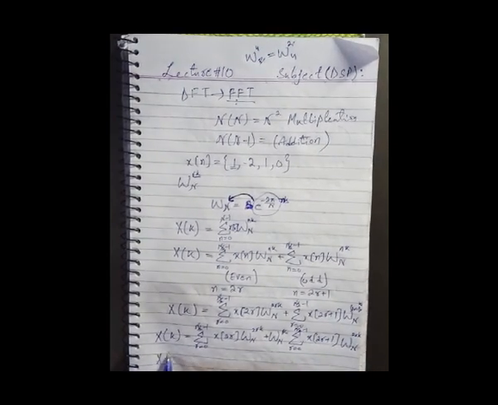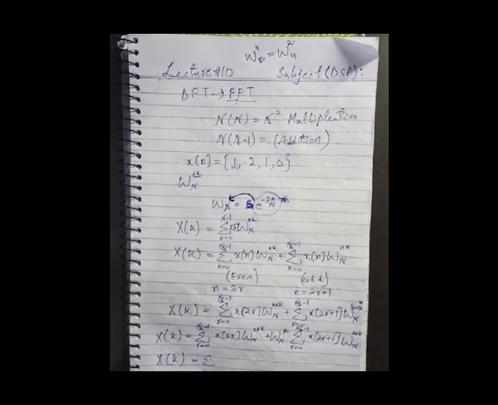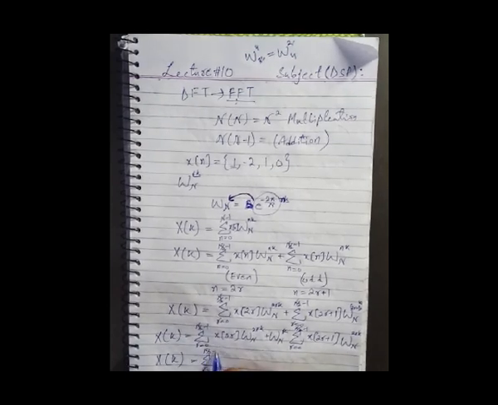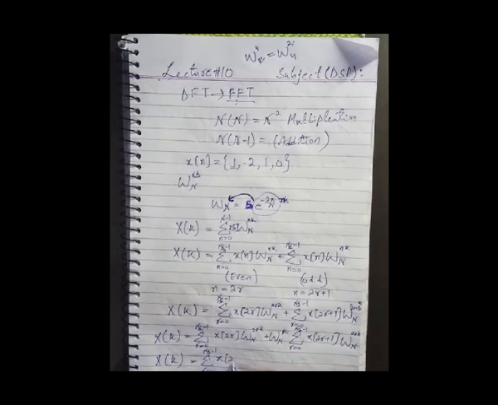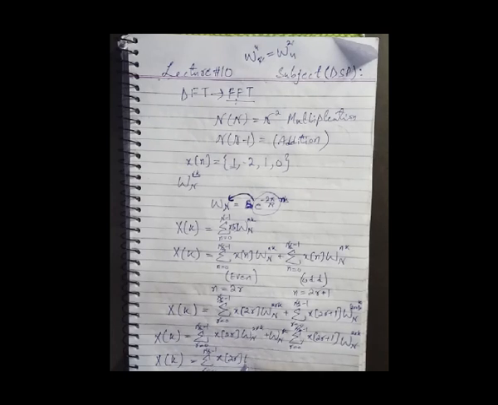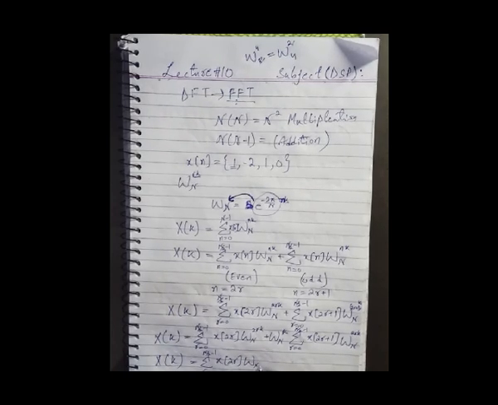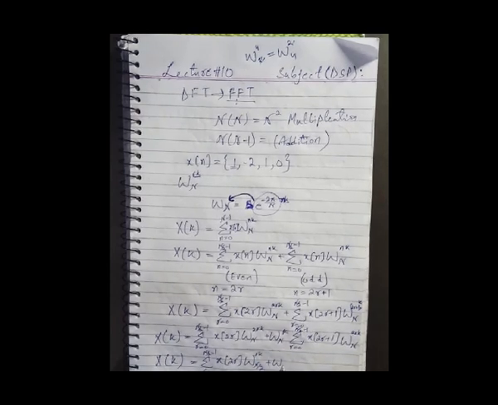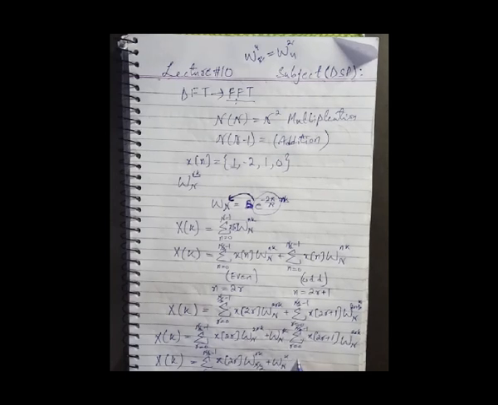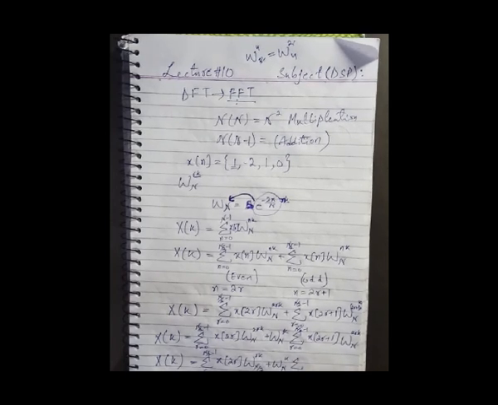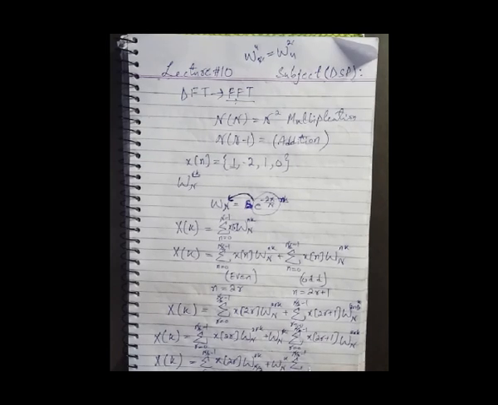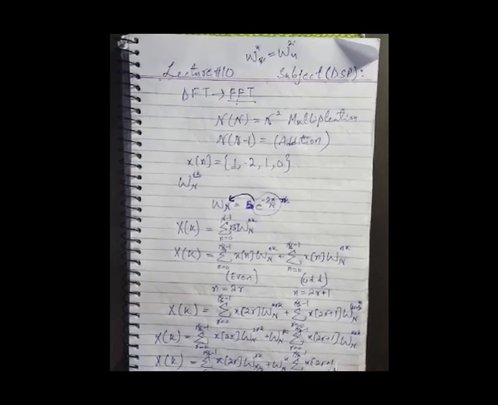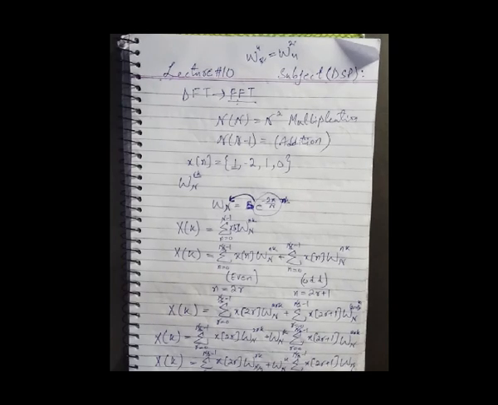So in this equation, X of k is equal to summation r is equal to 0 to N by 2 minus 1 x of 2r W of N by 2 rk plus W of N k summation r is equal to 0 to N by 2 minus 1 and x of 2r plus 1 W of N by 2 into rk.